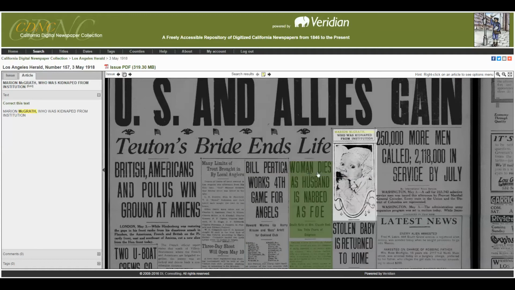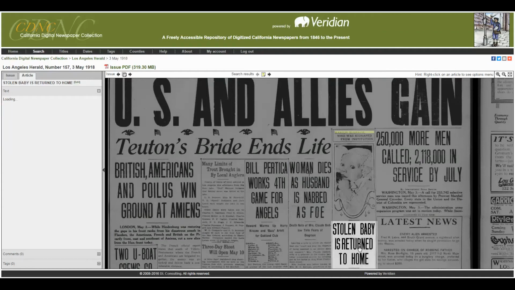These are just images. "A woman dies, his husband is nabbed as foe." This is useless to a computer. It really only makes sense to human eyes. And there's another layer, the optical character recognition layer, that goes behind this that drives how the computers use the text, or use the file.